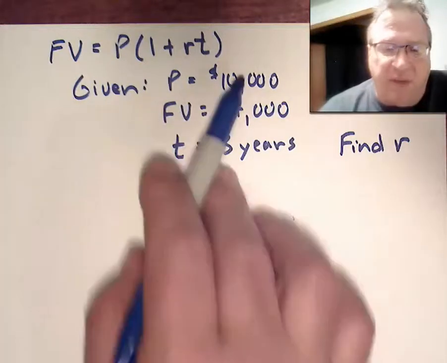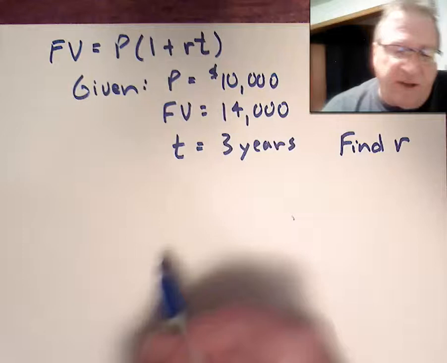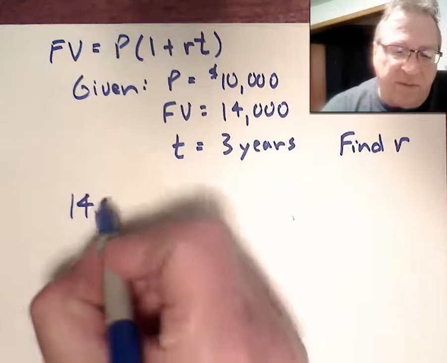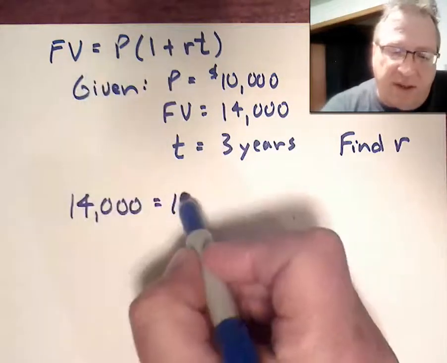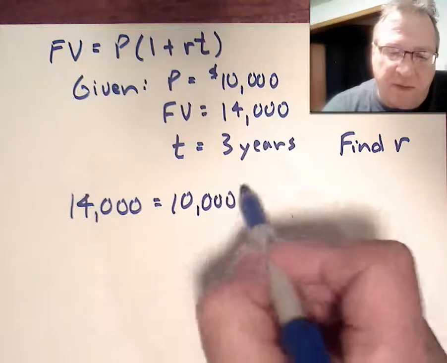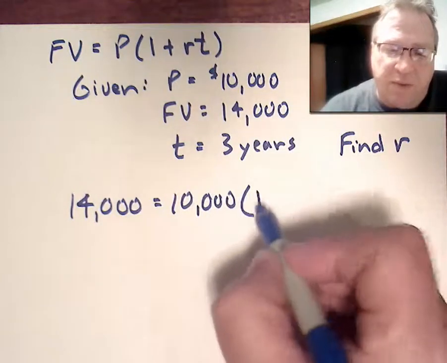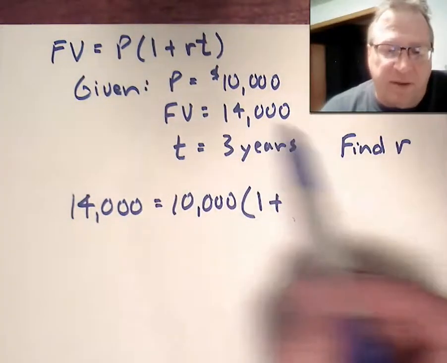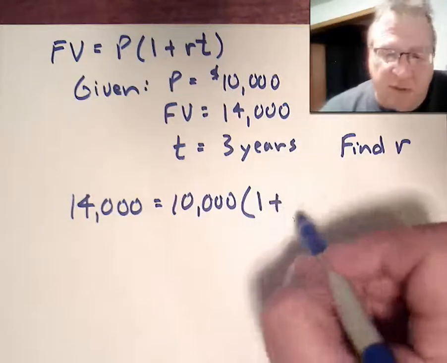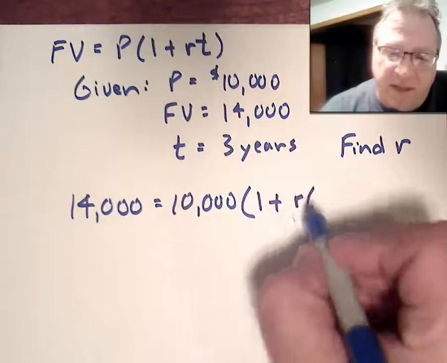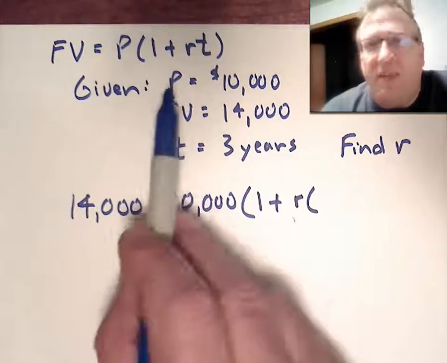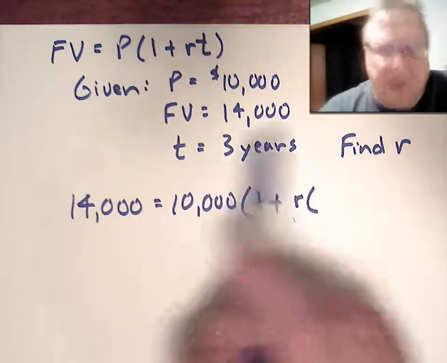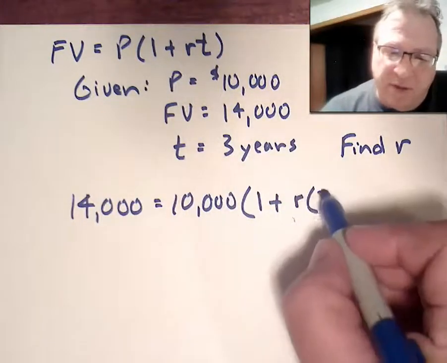I like to plug in my values. So future value is 14,000 equals principal 10,000 times the quantity 1 plus rate. Rate, oh, that's our unknown, isn't it? Yeah, rate times time. Time in our simple interest equation's got to be in years. It was given to us in years, so we will put in 3.